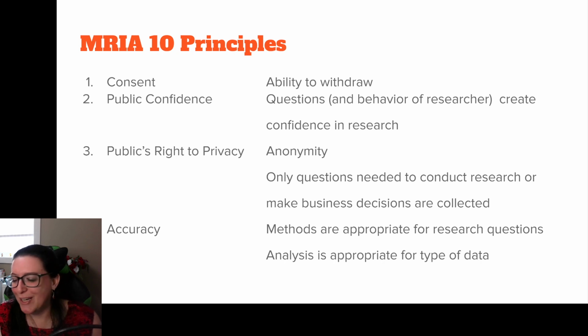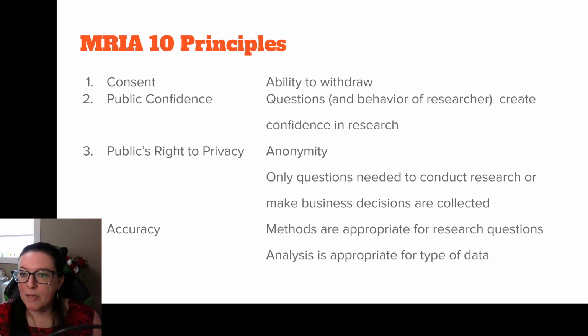But the marketing research intelligence, here it says, okay, we need to make sure that there is consent so people can opt not to have their data collected. There needs to be public confidence. So if you're asking questions in a survey, in an interview, if this is information that's being collected for any type of research, then we need to create confidence in research. So they're professional questions, they're not biased in their wording, the behavior of the researcher is professional, to ensure that there is confidence when people give their data.